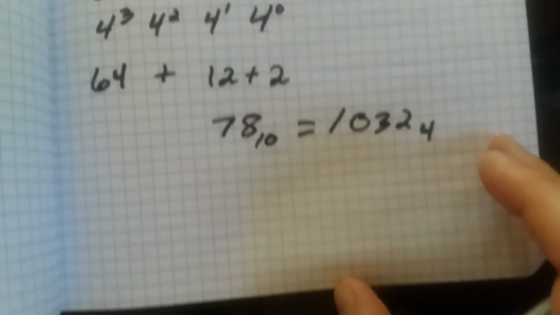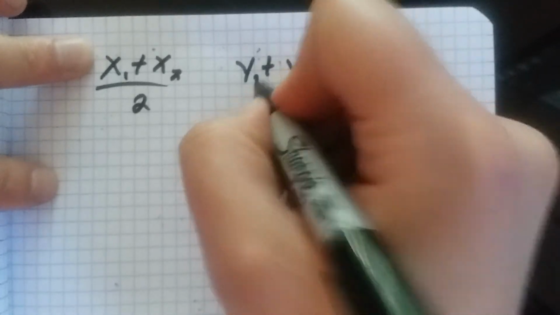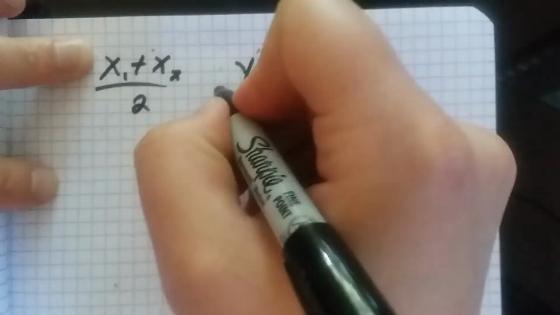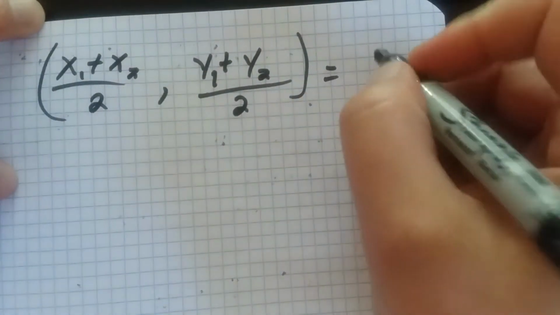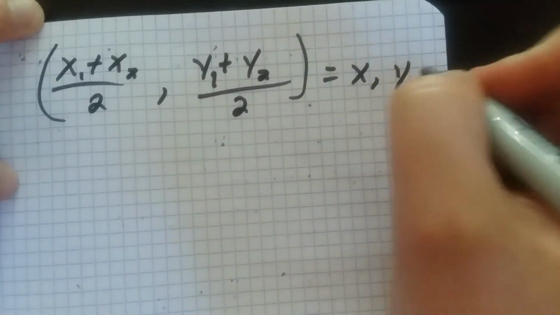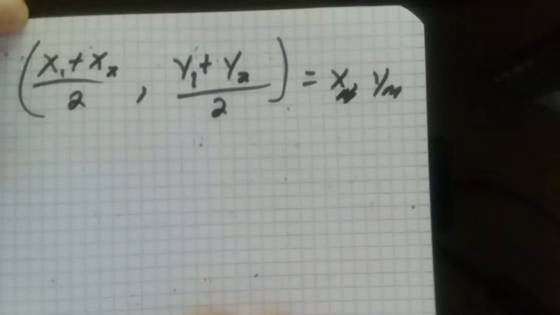Okay, endpoint and midpoint. We'll just turn the page. The midpoint formula is found by adding the x's and dividing by 2, adding the y's and dividing by 2. And that gives you a coordinate, x comma y. We'll say midpoint, right?